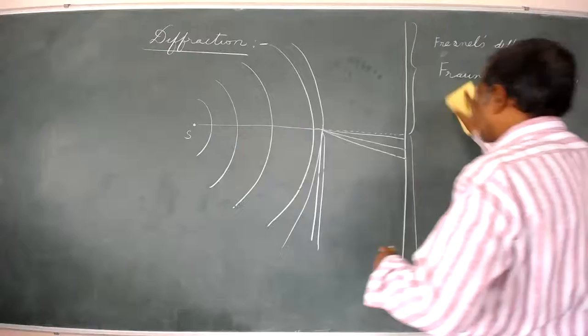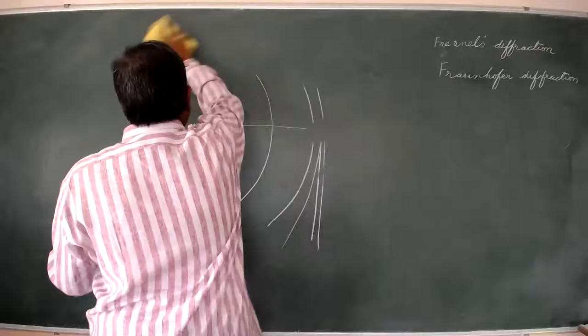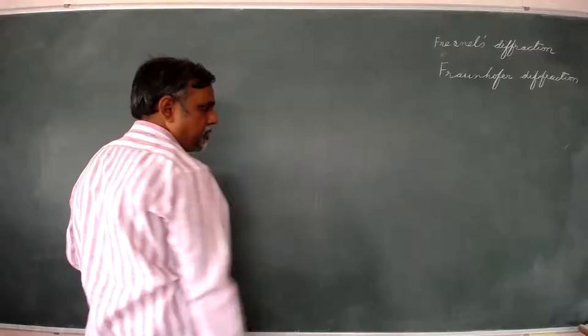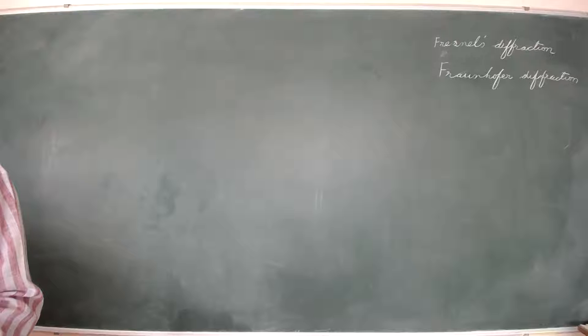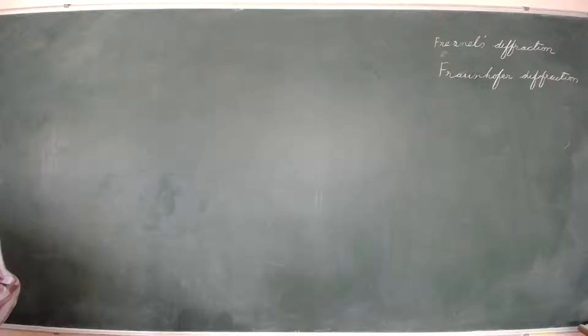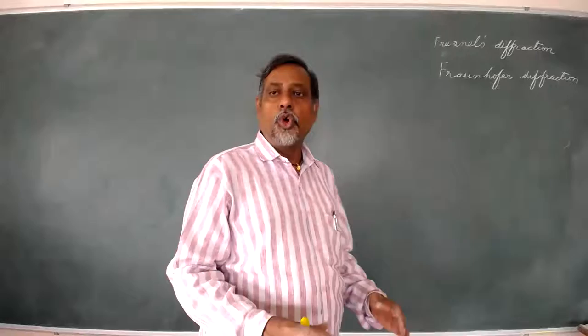In Fraunhofer's diffraction, the distances between the screen, the slit and the source are all very, very large. How to take up this type of diffraction in the lab? In the lab, you can't create such larger distances. But when the distance is larger, the beam of light coming from distant bodies will be parallel. That parallel beam you need to convert into a converging beam. That is possible by means of a convex lens. If you want to take up Fraunhofer's diffraction in the lab, you will be using a convex lens.